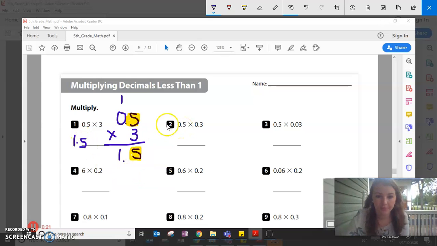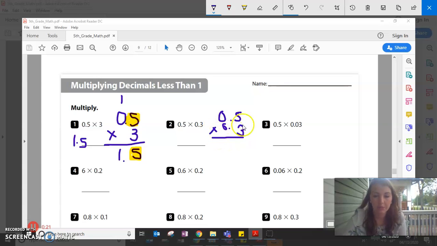All right, let's do one more. Number 2, 0 and 5/10 times 0 and 3/10. So I have 0 and 5/10 and then 0 and 3/10. Again, I'm going to multiply as if there was no decimal point, and then I'll figure out where my decimal goes in the product at the end. So 3 times 5 is 15 again. I write the 5 and regroup the 1. And then 3 times 0 is 0 plus 1 is 1.